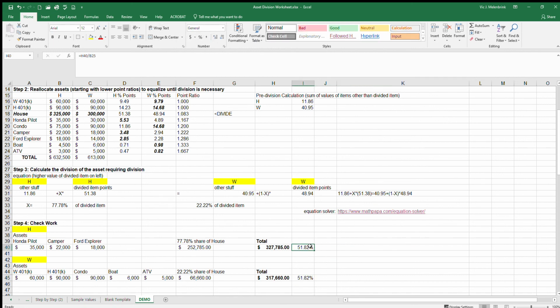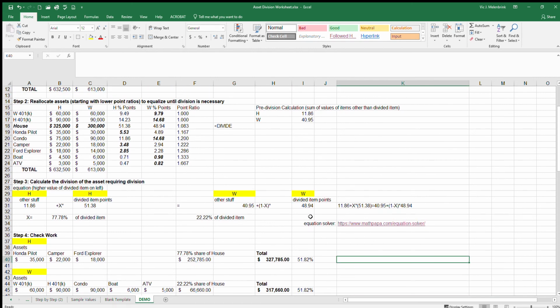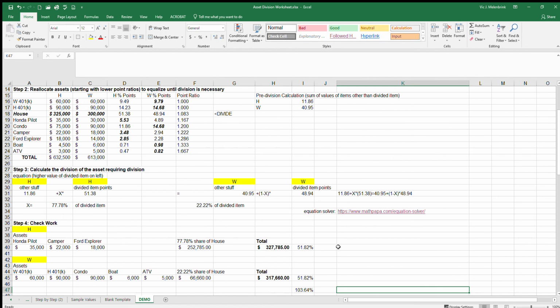So, husband thinks that he is getting 51.82% of the marital estate. Wife thinks that she's getting 51.82% of the marital estate, which, if you're bad at math, we're going to add those two numbers together. We have just created and divided a marital estate worth 103.64%, which seems impossible, but because of their differing valuations, we were able to divide it so each of them thinks that they're getting more than half of the estate.